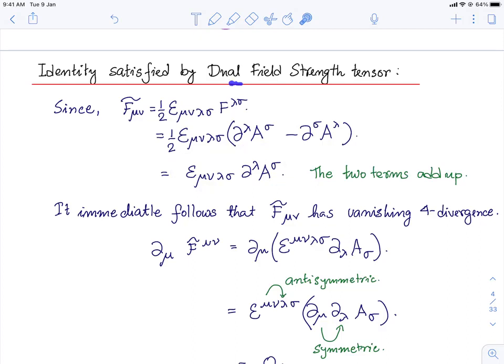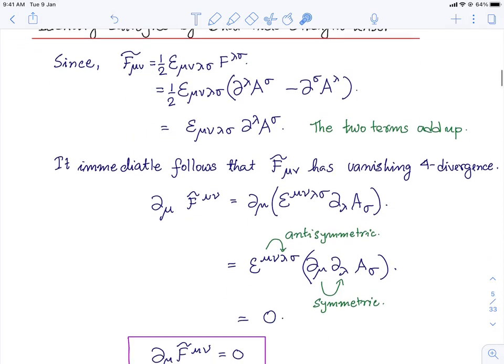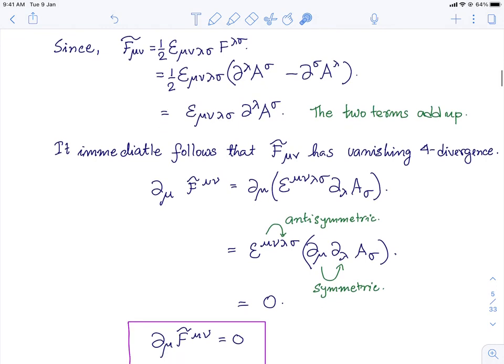Okay, so this object is exactly equal to this if I write out the field strength in terms of the 4-vector potential. Once I do that, something becomes obvious: if I take a divergence of this dual field strength tensor, then it vanishes. How does it vanish? This del mu index must be contracted with this if I'm taking the divergence, and then this mu index is contracted with this mu index here in the epsilon.